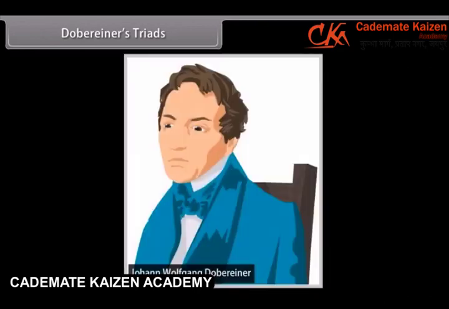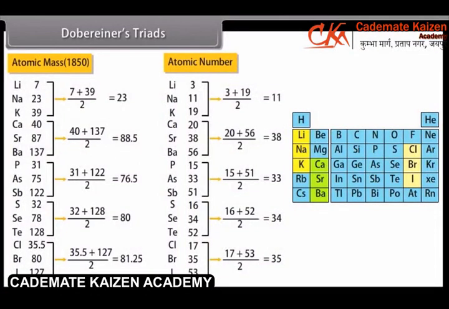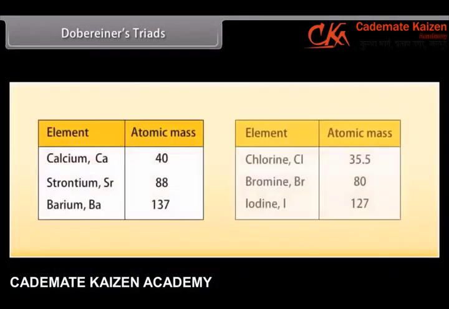Dobereiner's triads. In 1829, Dobereiner, a German scientist, made groups of 3 elements, each based on their properties. He named them triads. He observed that the atomic mass of the middle element of a triad was equal to the arithmetic mean of the atomic masses of the other 2 elements. For example, in a triad of calcium, Ca 40, strontium, Sr 88, and barium, Ba 137, the mean of the atomic masses of the first and third elements is equal to the atomic mass of the second element. That is, (40 + 137) / 2, which is 88 u.